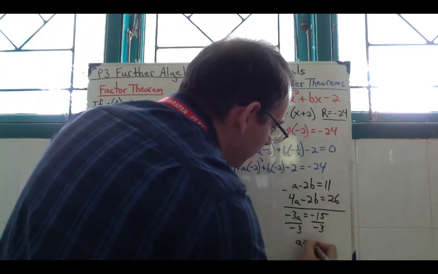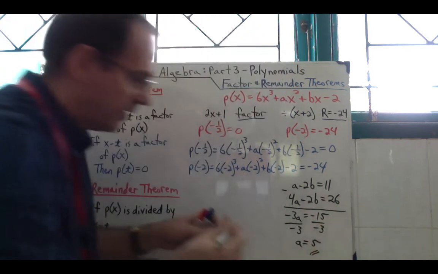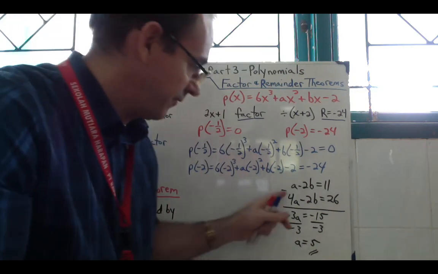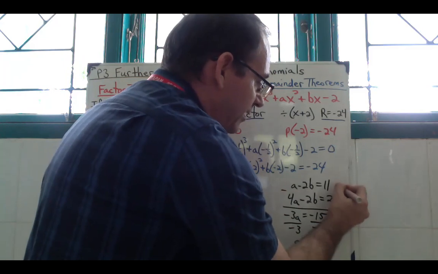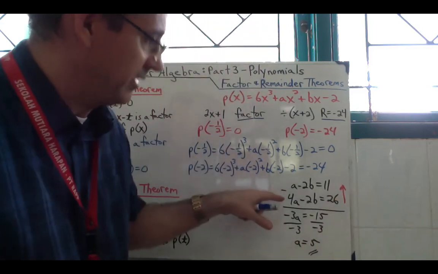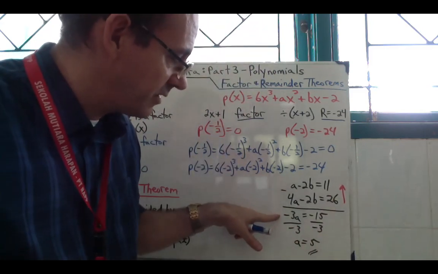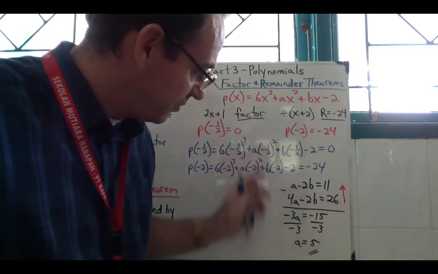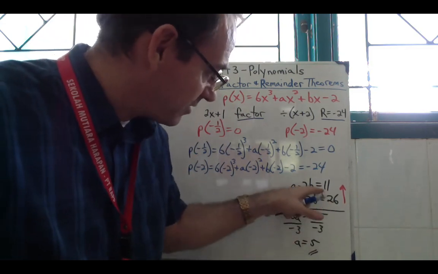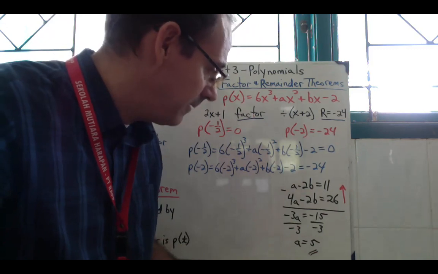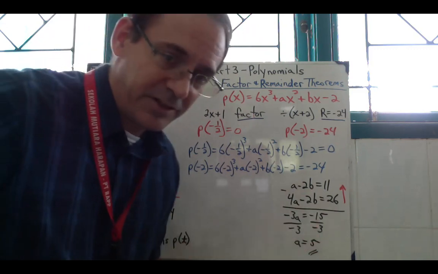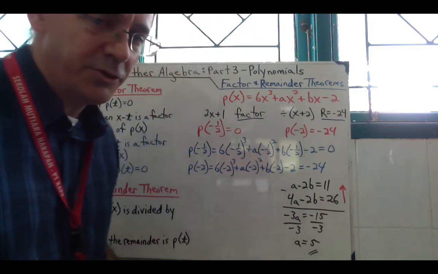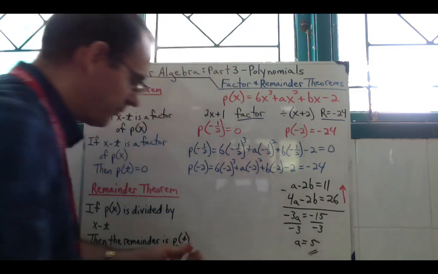A equals 5. Sometimes what I like to do, if I'm dealing with an equation like this, is put an arrow on the side and subtract up. So it would give me 4a minus a is positive 3a. The two b's still cancel, and 26 minus 11 is 15. And divide by 3 is 5. So that way you don't have to deal with all the negatives, but it's up to you. So here's our value for a.